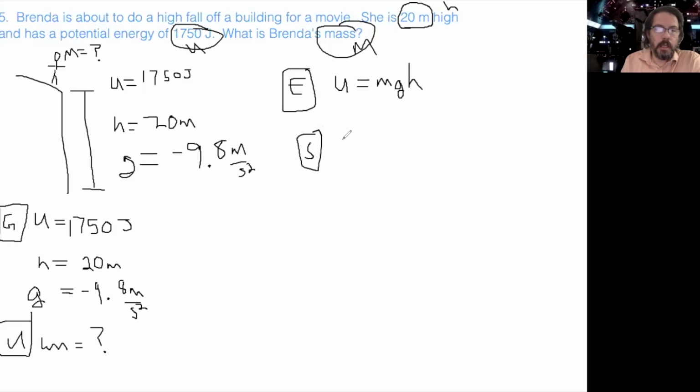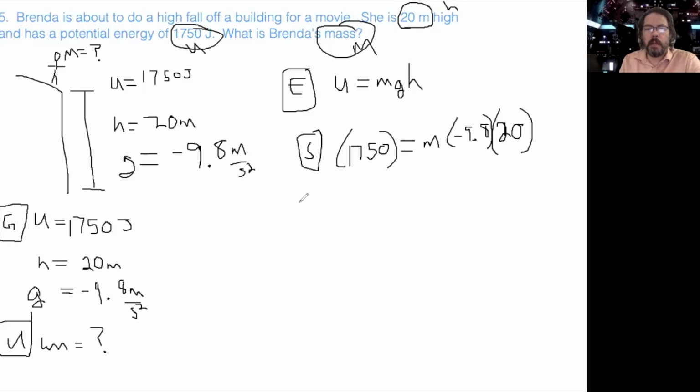Given, unknown, equation, substitute. Okay, so U is 1,750, put it in parentheses. Any substitution, put it in parentheses. Mass is M. G is negative 9.8. Now, and this is 20. Okay, now I'm going to solve.